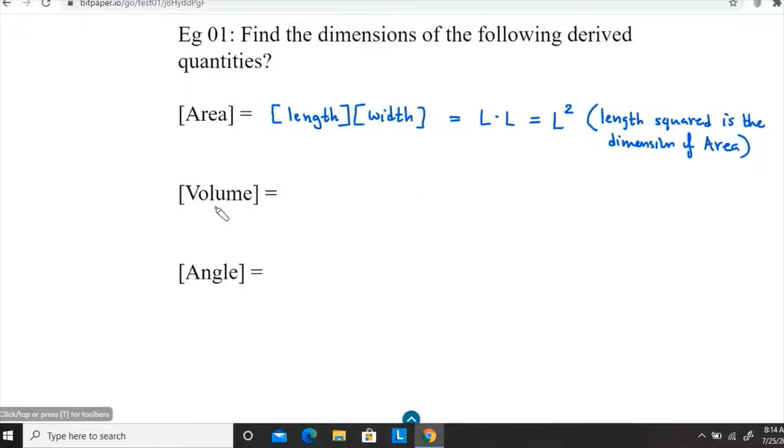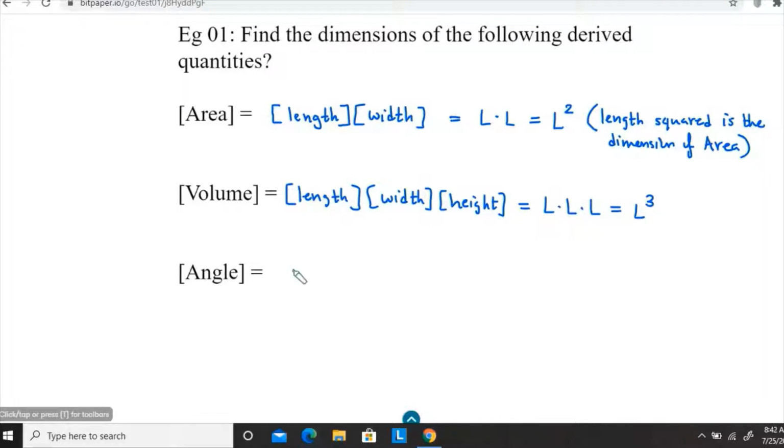So similarly, dimensions of volume. So we can break volume into multiplication of length, width, and height. And then you'll have L times L times L, which is L cubed. So we can say the dimensions of volume is length cubed.